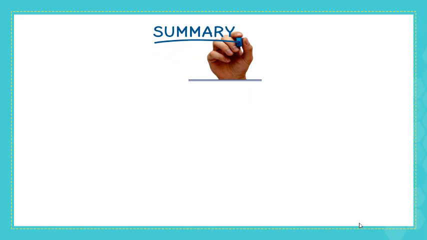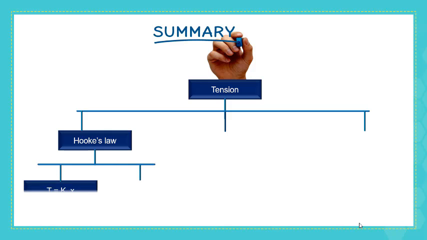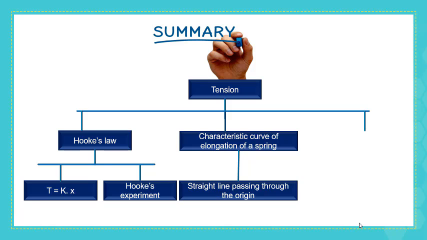Let's make a summary. We learned from this video how to find the magnitude of the tension force using Hooke's law. By applying this formula, T equal K multiplied by X, where T is the tension force, expressed in Newton, K is the stiffness constant that is expressed in Newton per meter, and X is the elongation or compression that is expressed in meter. This formula is found using Hooke's experiment.